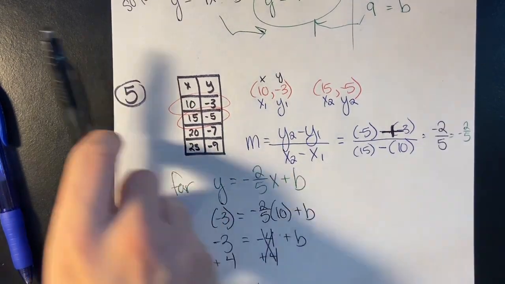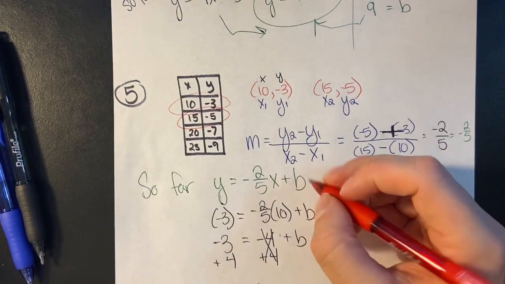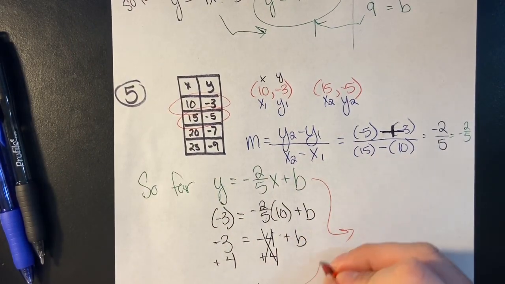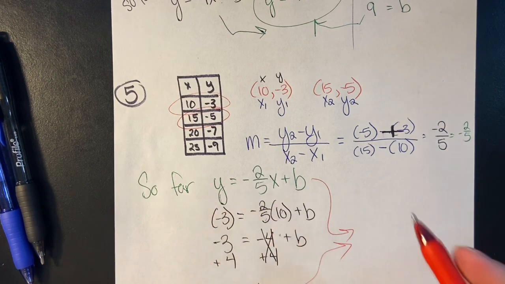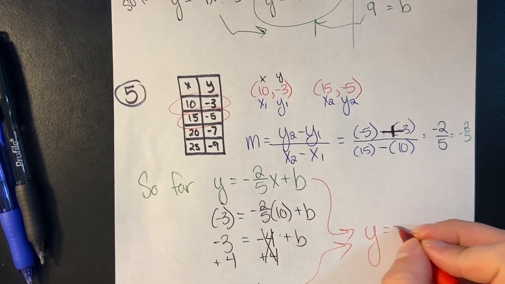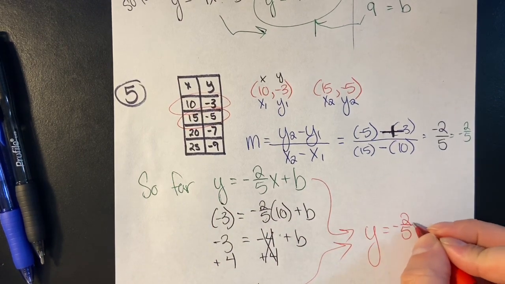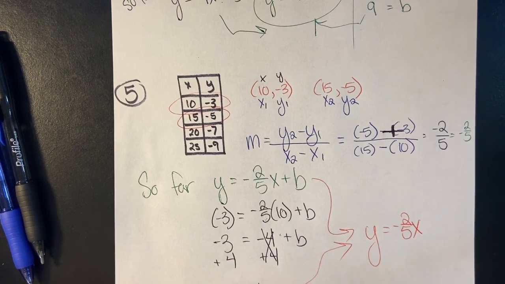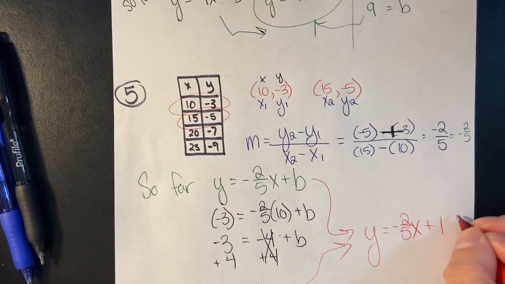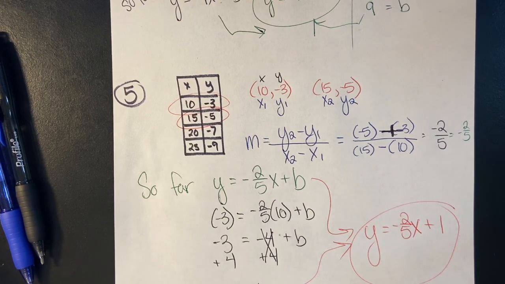So, putting it all together, y equals negative 2/5 x plus 1. There's my equation.